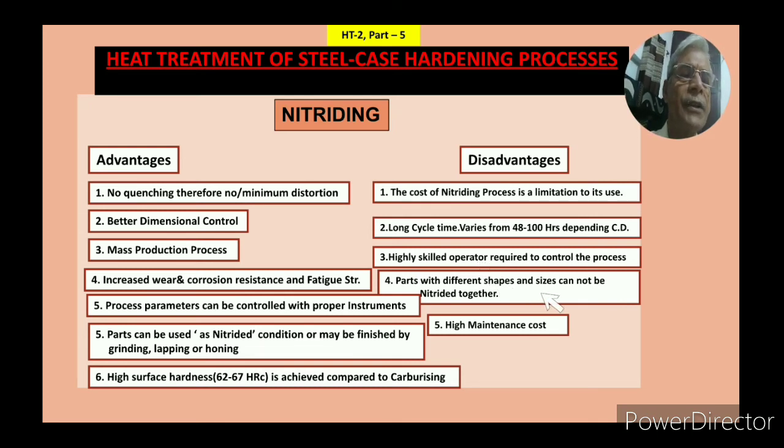Parts with different shapes and sizes cannot be nitrided together. This is one of the disadvantages. You have to have similar parts or similar shapes, then you can do it in bulk. But parts with different shapes and sizes cannot be nitrided together. Then the last one is high maintenance cost. Overall, to maintain the total equipment, the maintenance cost is quite high as compared to the other processes. So this was all about the advantages and disadvantages of the nitriding process.